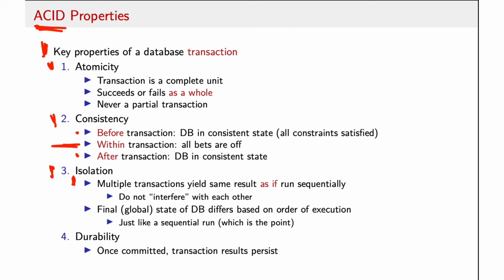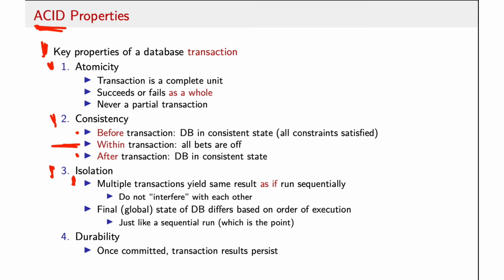Rather than allowing those transactions to interfere with each other, the database is set up in such a way that it isolates the transactions from one another. So multiple transactions are going to yield the same result, even if they're running at the same time, as if they were run sequentially. In other words, one was run to completion and then the other was run to completion in either order. And this applies to more than two transactions.